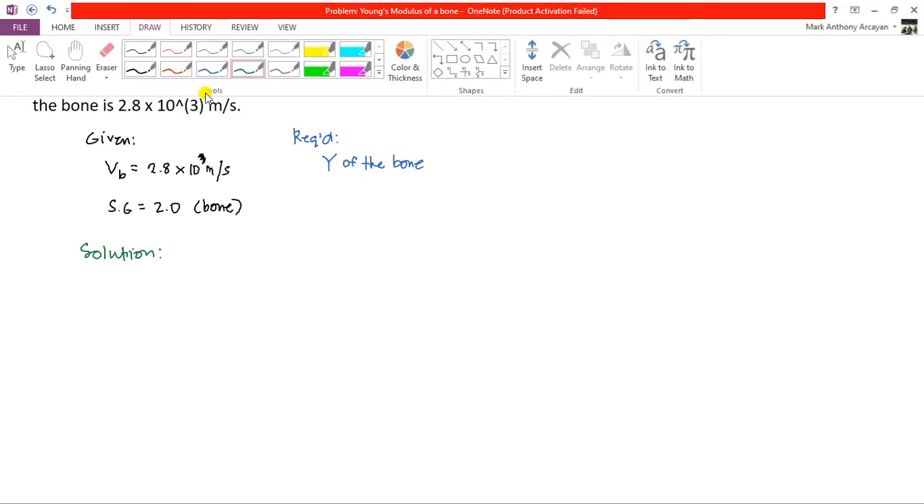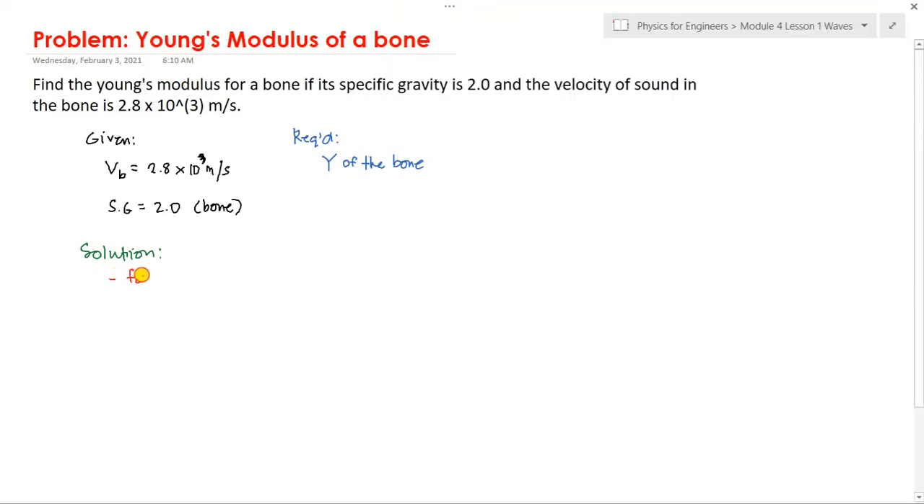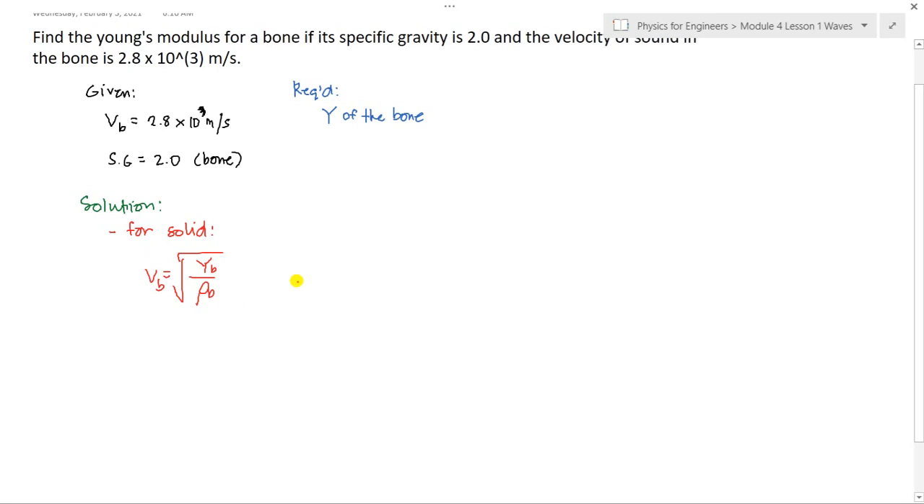For solid, we have velocity equal to the square root of the Young's modulus divided by the density of the bone, right? Velocity of the bone here. Now we don't have the density of the bone, but we have specific gravity. We all know that Sg is equal to the density of the bone over the density of the water. So therefore, the density of the bone is equal to Sg times the density of the water.